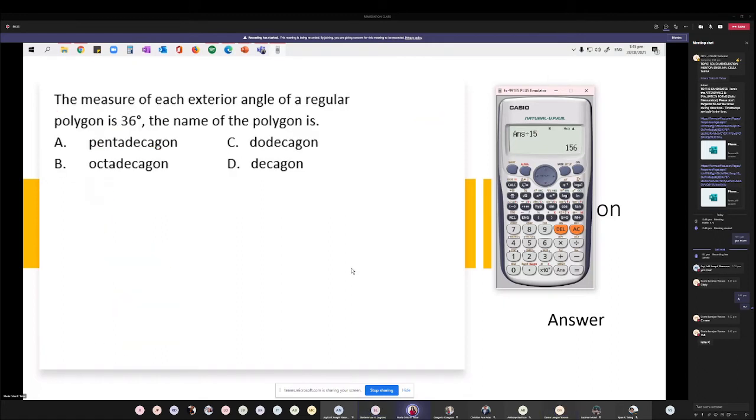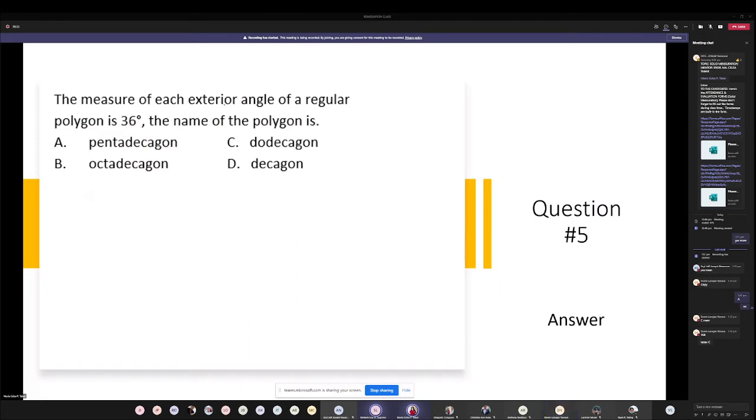All right, so next question. The measure of each exterior angle, take note, it's already the exterior angle, of a regular polygon is 36 degrees. So meaning theta sub E is 36 degrees. What is the name of the polygon?